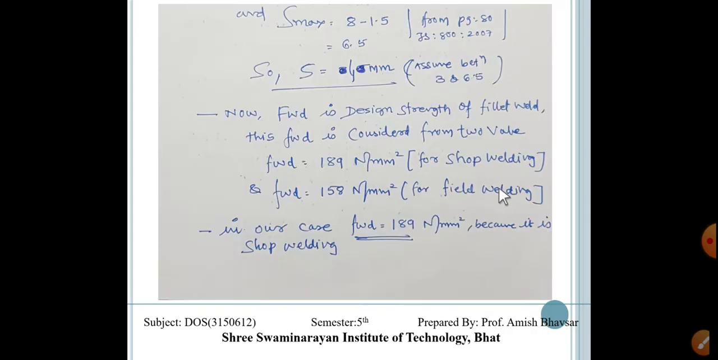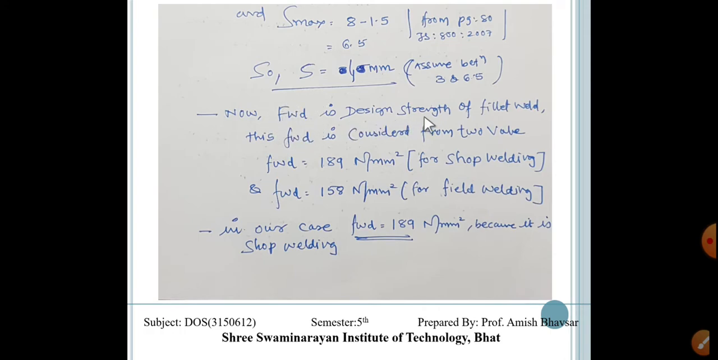So here S is equal to 4 mm, which I have taken between 3 and 6.5. Now what is our next step? We have to find out FWD. It is also in our equation. Our equation is P is equal to LW into TT into FWD. So our next target is FWD.